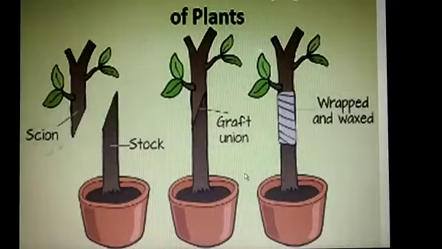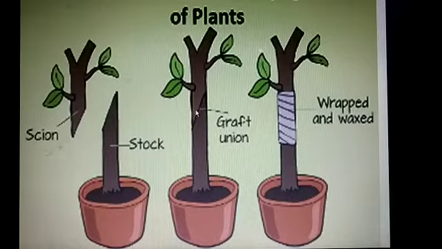The next one is grafting. What happens in grafting? In this method, parts of two plants are joined in such a way that they grow as one plant. Here you see this is a stock and scion. The rooted supporting portion of the plant is called the stock, and the twig of another plant joined with it is called the scion.